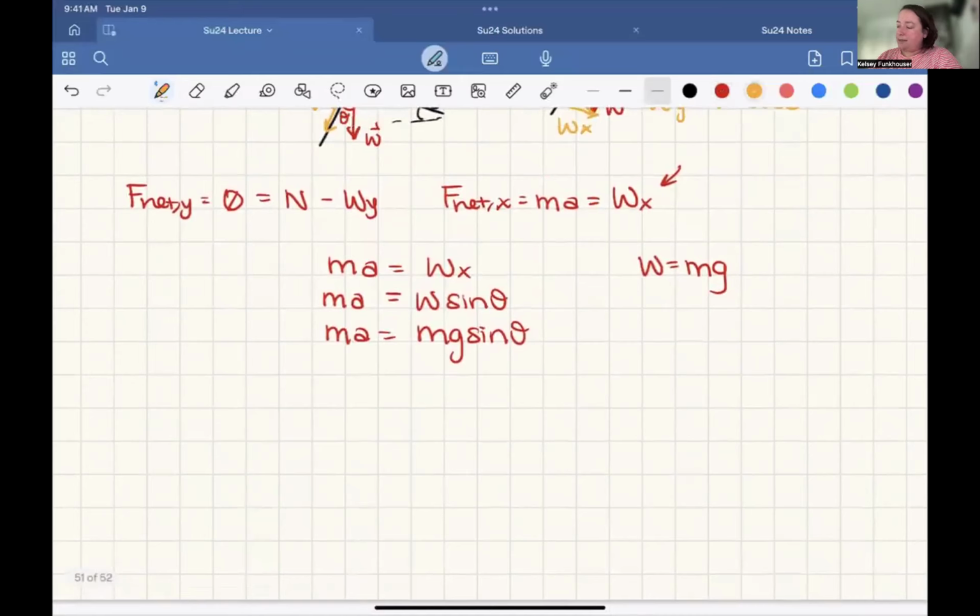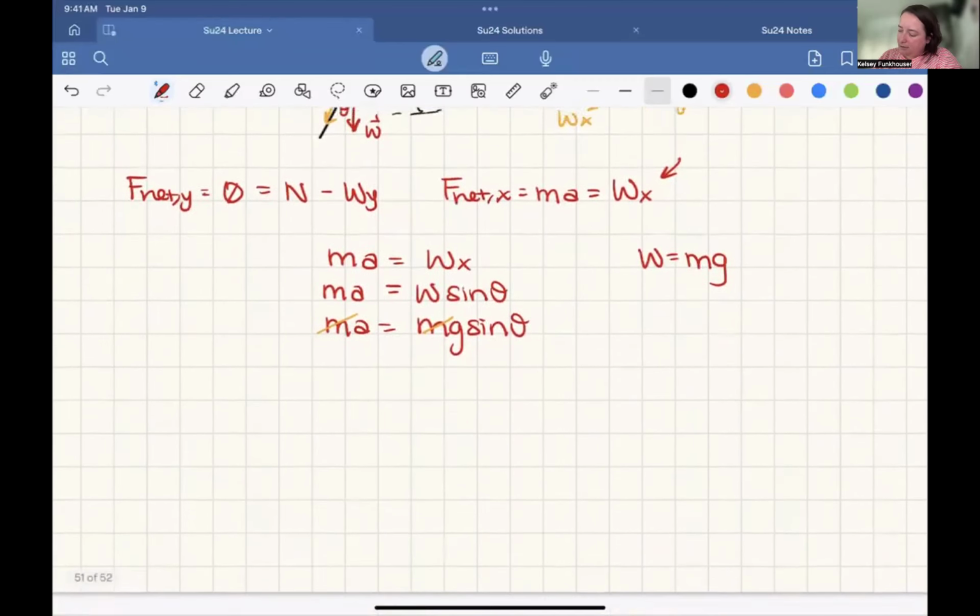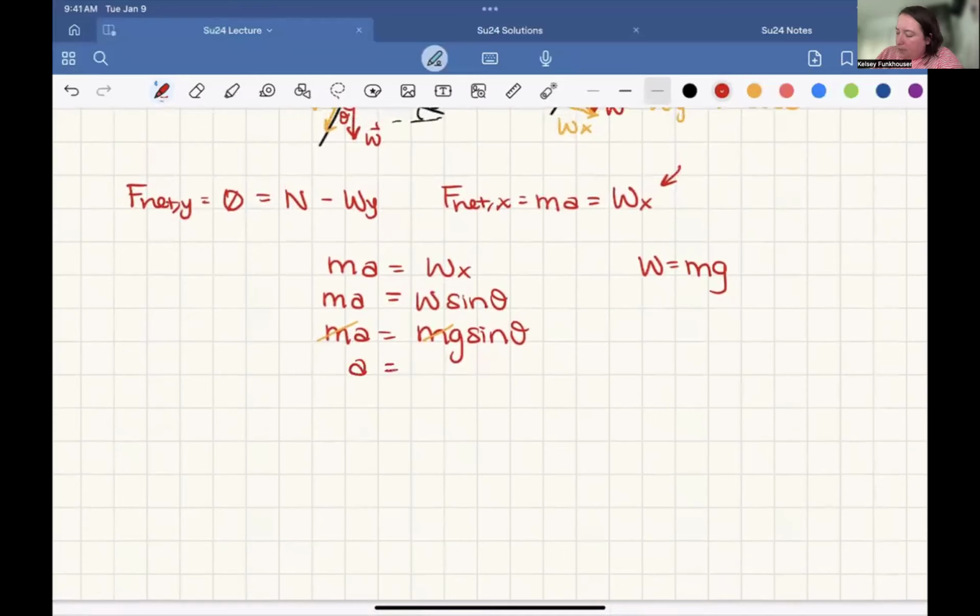And our masses cancel out because it's the same mass on both sides. So cool. We didn't even need to know how massive the skier was, which is good because they didn't tell us. So acceleration equals g sine theta. So 9.8 meters per second squared, sine of 27 degrees. And this is 4.4 meters per second squared for the acceleration.